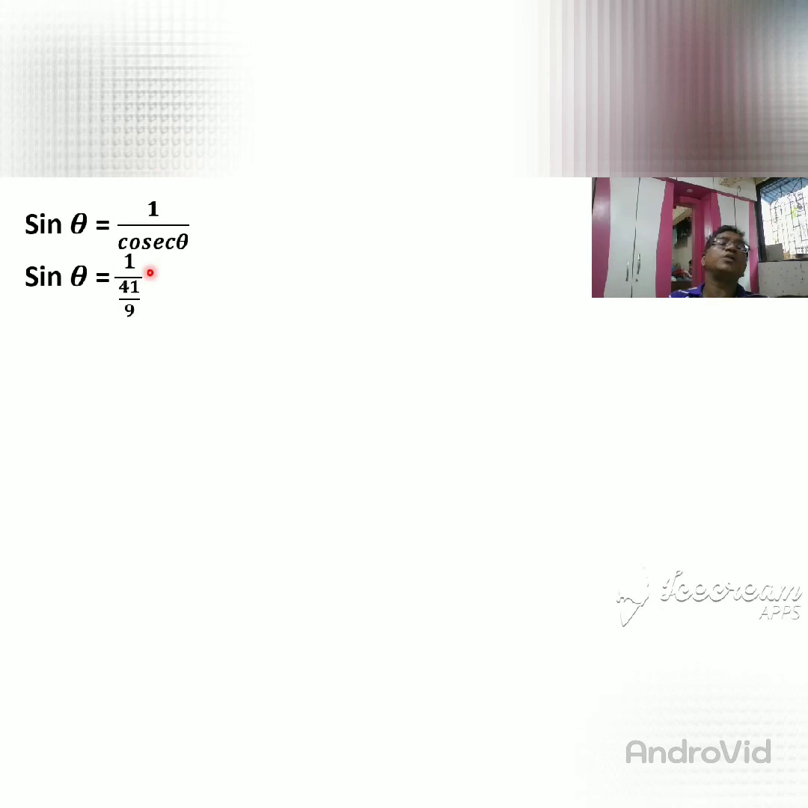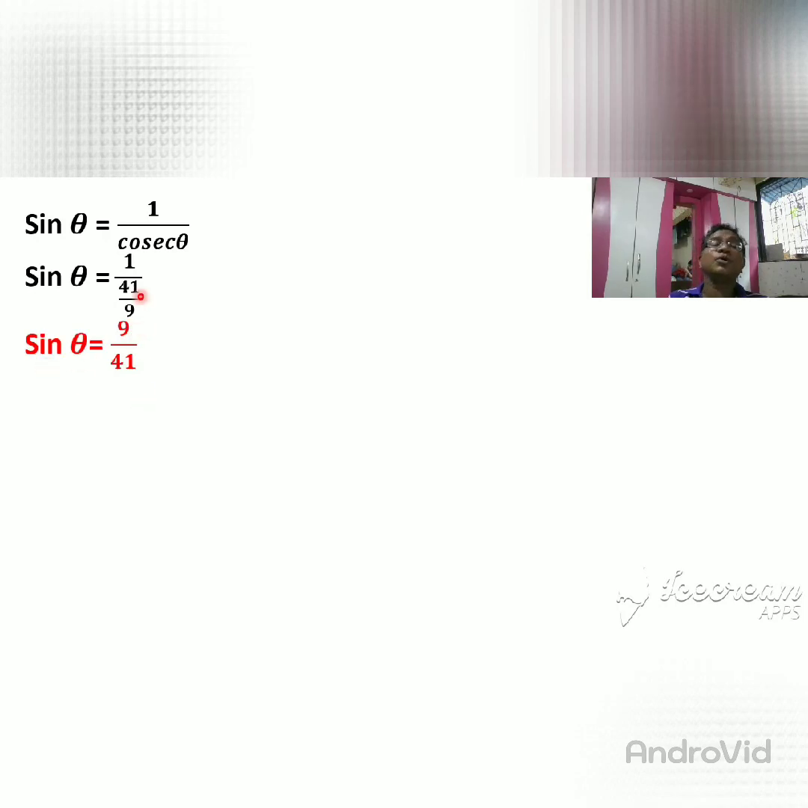So substitute the value here. Sin theta remains as it is, 1 remains as it is, cosec theta is 41 upon 9. So how can you write the answer directly? Write the reciprocal of this, 9 upon 41. So sin theta is equal to 9 upon 41. Only the reciprocal, right? Sin theta is 9 upon 41.